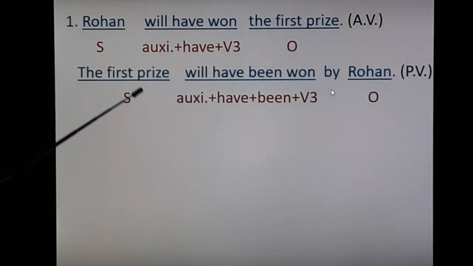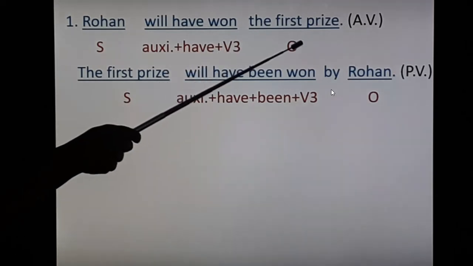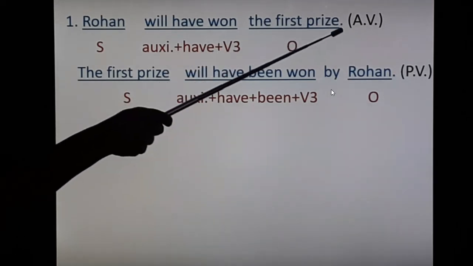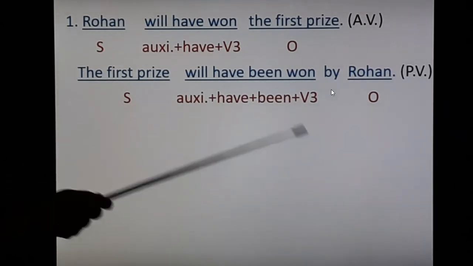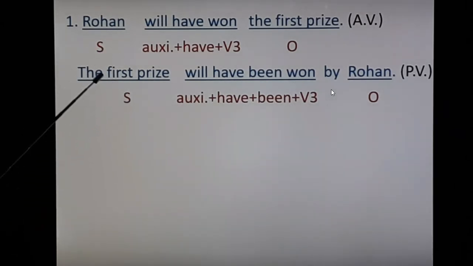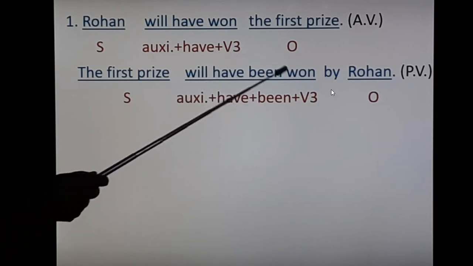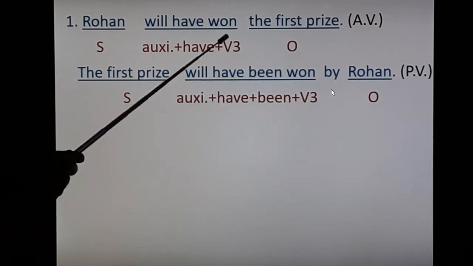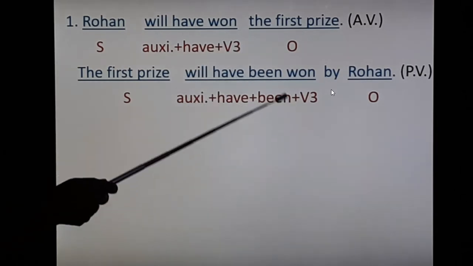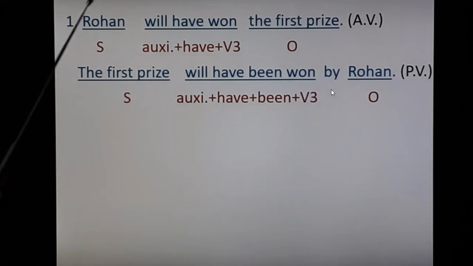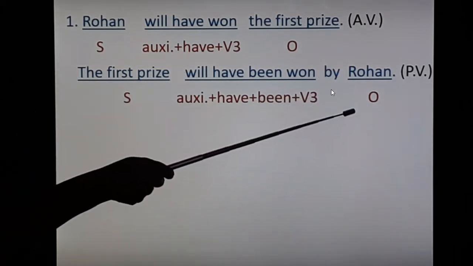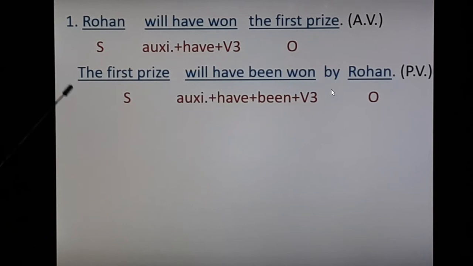Okay, how to turn this active to passive? So, the first prize, that is an object in active voice, becomes a subject in passive. So, the first prize, according to the subject, put appropriate auxiliary verb, will, have, then you have to add been here because we are framing passive voice. Been plus V3 form. It is already mentioned in active voice that you have to write. By Rohan, name is given, so no change, that's why same name is given, object. The first prize will have been won by Rohan. This is passive voice.